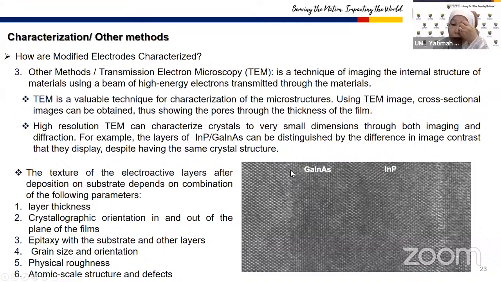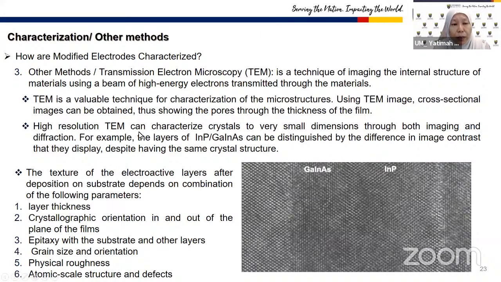You can have cross-sectional images. It depends, you can also look into the thickness, and you can look into this micrograph of the film. If there are any changes in terms of morphology, geometry, or in terms of space and pores, you can actually look into this micrograph.